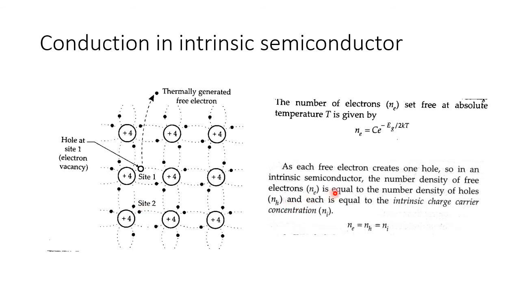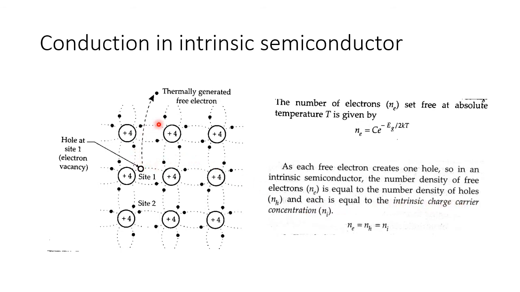So the number density is in a particular volume. Therefore, if we are considering a particular volume, we won't say number, we will say density. Hence we are using the term number density. So the number density of the free electrons, Ne, is equal to the number density of the holes. Fine. So each is equal to the intrinsic charge carrier.